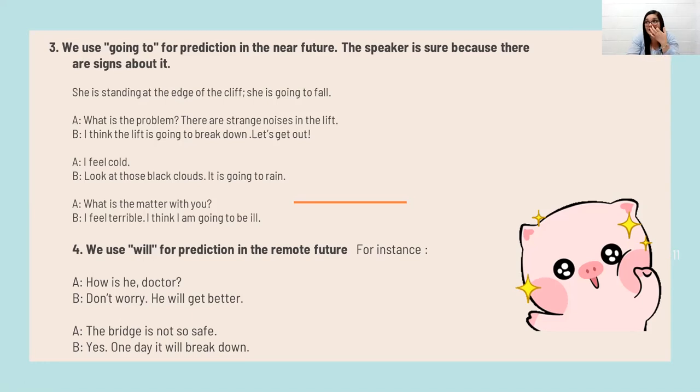You cannot say he will be ready tomorrow because you don't know if his or her body is going to react quickly. The bridge is not so safe. Yes, one day, we don't know when, it will break down. So we're making predictions in the remote future. We don't know when, but we are guessing that it will happen.